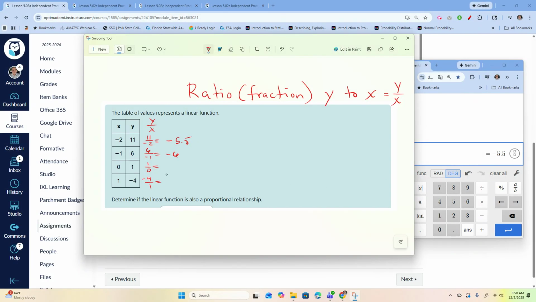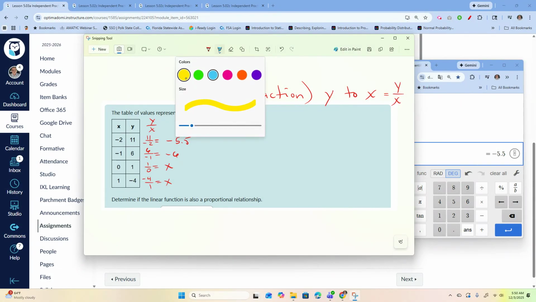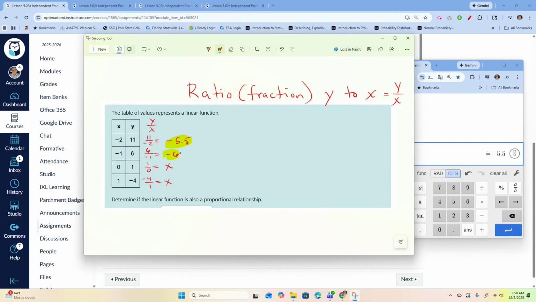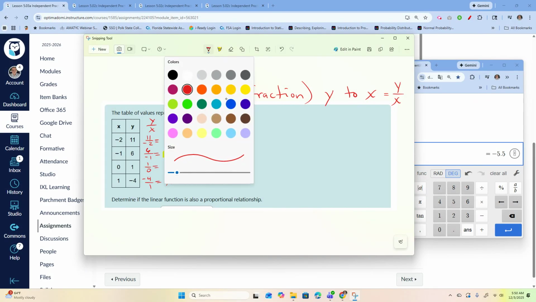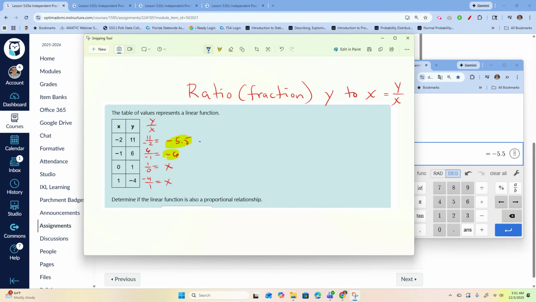I'm not going to do the other ones because to be proportional, I should be getting the same answer for every division. Okay, so each of these fractions is a division, and when you divide it, the answer should be the same. And you can see right here that these two are not the same. And because they're not the same, then we say that is not proportional. Okay, that's how you find from a table if a table is proportional or not. Okay, let's go and do the next problem.